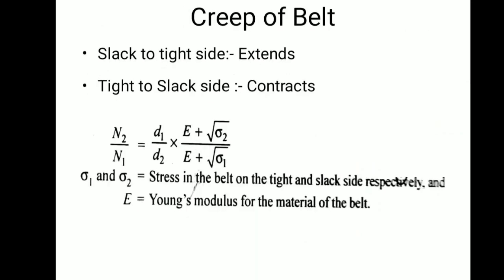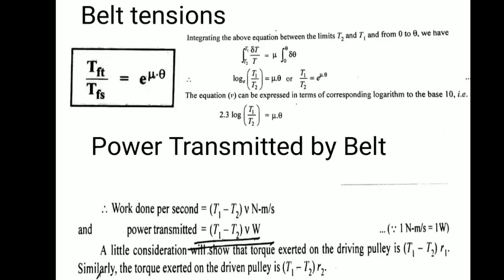Clear? I told you the three equations. One is the creep, second is the belt tension, two equations, and the power to be transmitted, (T1 minus T2) into velocity. Clear?